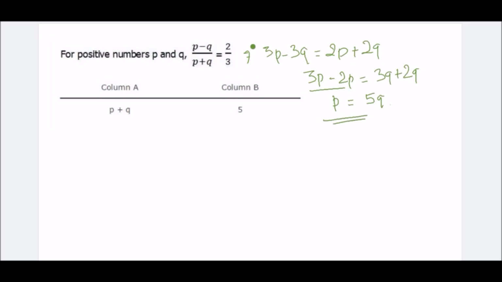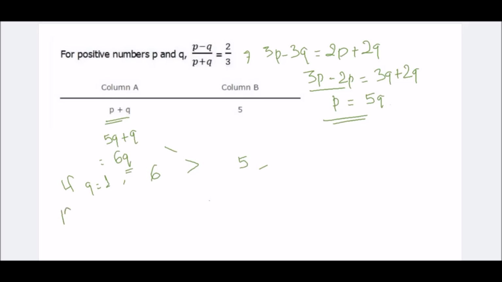So we'll substitute the P value in this equation. So P is 5Q plus Q is equal to 6Q. But do we know the Q value? What is the value of Q? So let's consider the condition. If Q is 1, then it is 6 and 5, so quantity A will be greater. So in the question it mentioned that P and Q are positive numbers. So we can't consider the Q value as negative, but we can consider the Q value as a fraction also, because a fraction value is also a positive value.